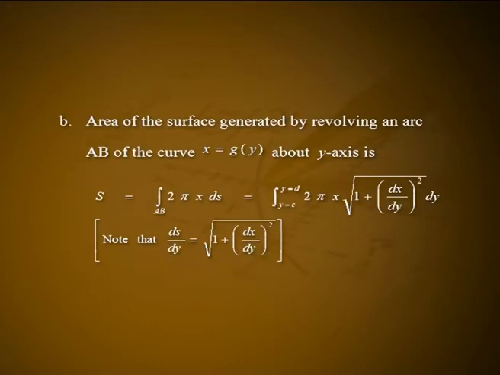B. Area of the surface generated by revolving an arc AB of the curve x = g(y) about the y-axis is S = integral over AB of 2πx ds, which is equal to integral from y = c to y = d of 2πx √(1 + (dx/dy)²) dy. Note that ds/dy = √(1 + (dx/dy)²).